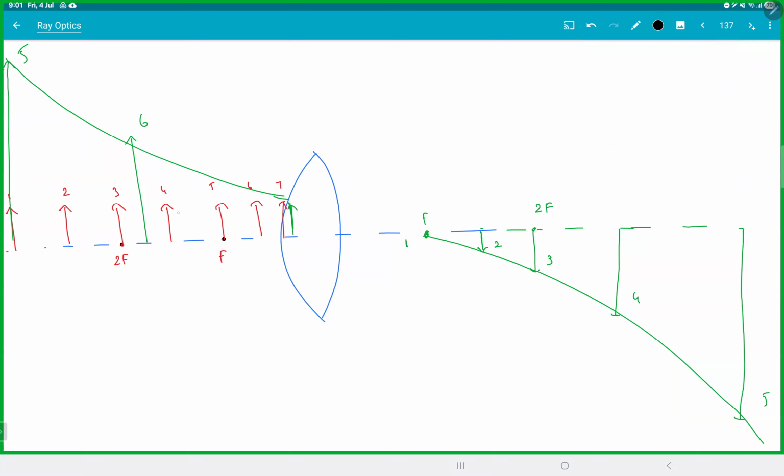And if you take a box here, you can clearly see the box image would look between 4 and 5.